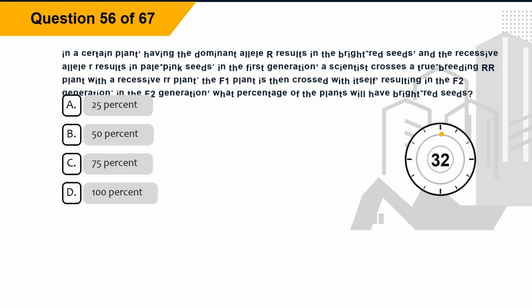Question 56. In a certain plant, having the dominant allele results in bright red seeds, and the recessive allele results in pale pink seeds. In the first generation, a scientist crosses a true-breeding dominant plant with a recessive plant. The F1 plant is then crossed with itself, resulting in the F2 generation. In the F2 generation, what percentage of the plants will have bright red seeds? Option A, 25%. Option B, 50%. Option C, 75%. Option D, 100%.